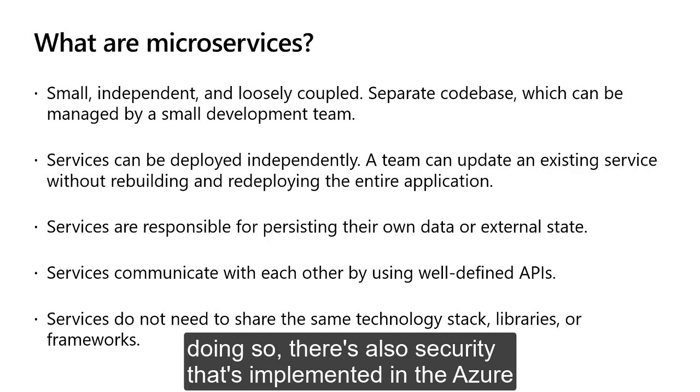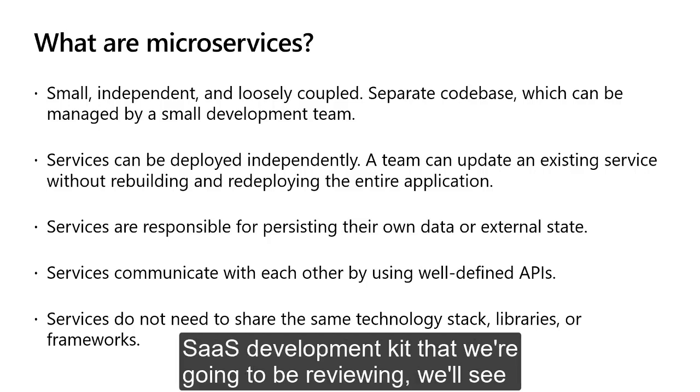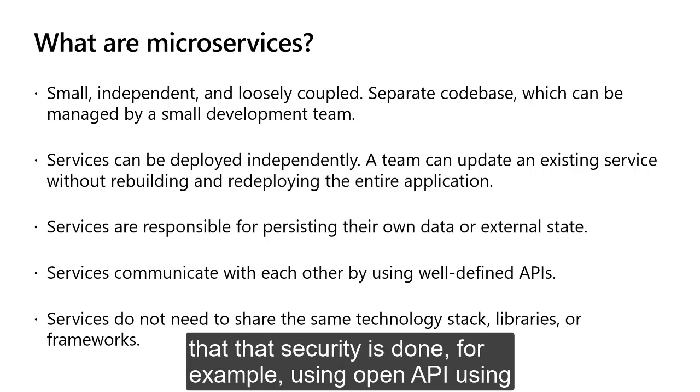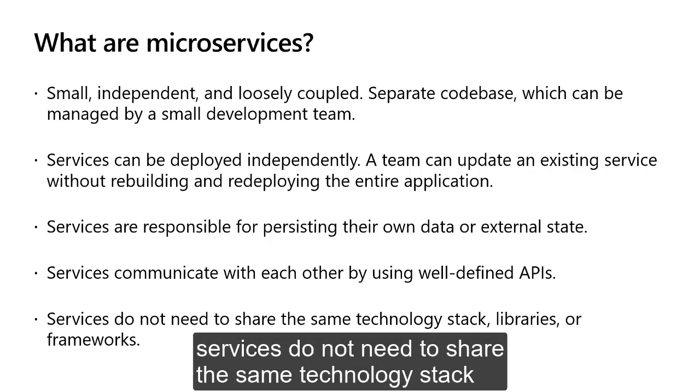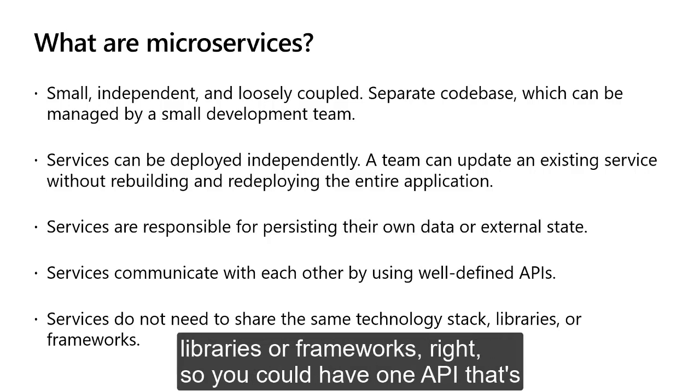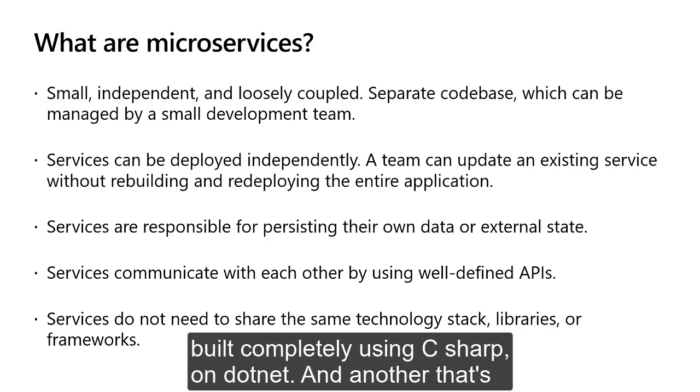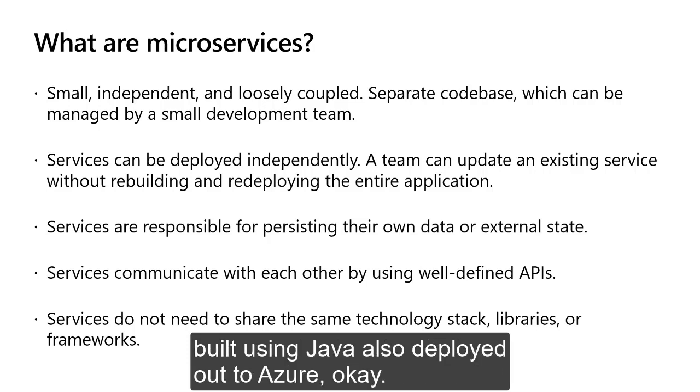Services communicate with each other by using well-defined APIs, and by doing so, there's also security that's implemented in the Azure SaaS Development Kit that we're going to be reviewing. We'll see that that security is done, for example, using OpenAPI, using OAuth 2.0, and app registrations within Azure AD. And services do not need to share the same technology stack, libraries, or frameworks. So you could have one API that's built completely using C Sharp on .NET, and another that's built using Java, also deployed out to Azure.